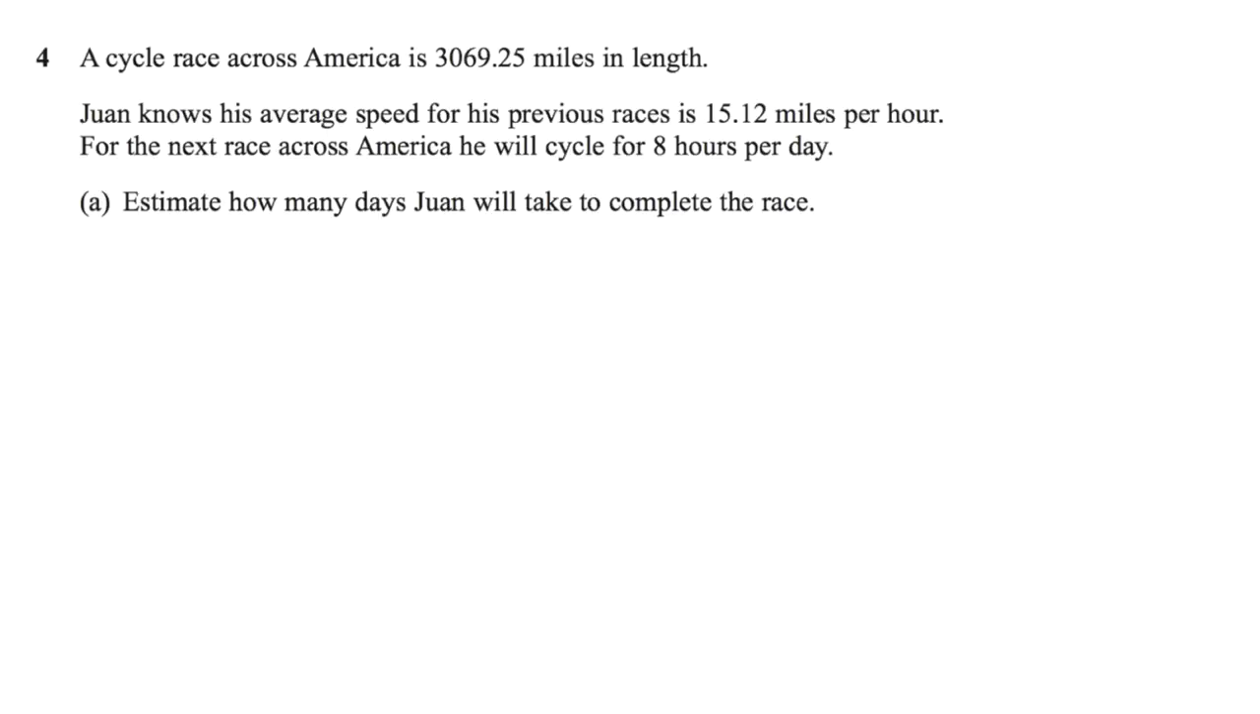Question 4. A cycle race across America is 3,069.25 miles in length. Juan knows his average speed for his previous races is 15.12 miles per hour. For the next race across America, he will cycle for 8 hours per day. Estimate how many days Juan will take to complete the race.